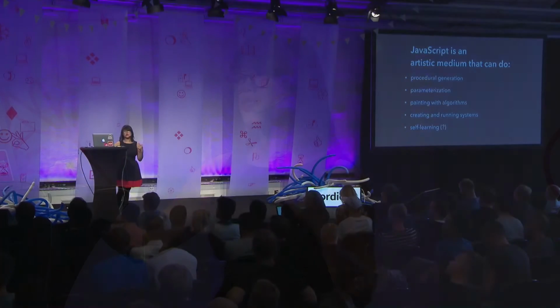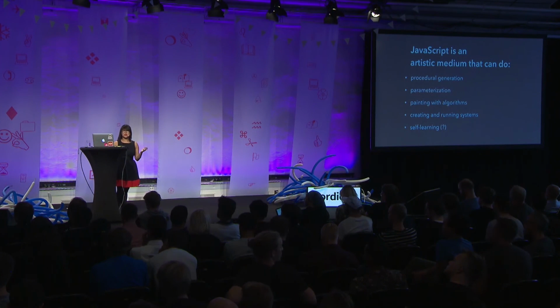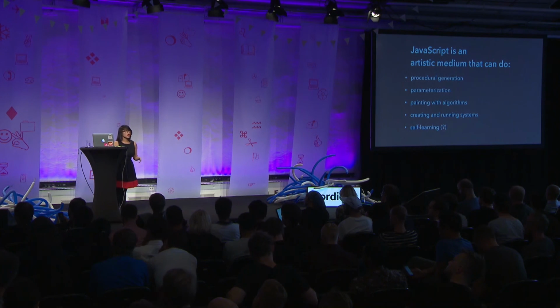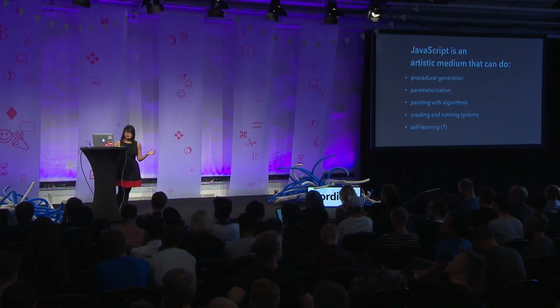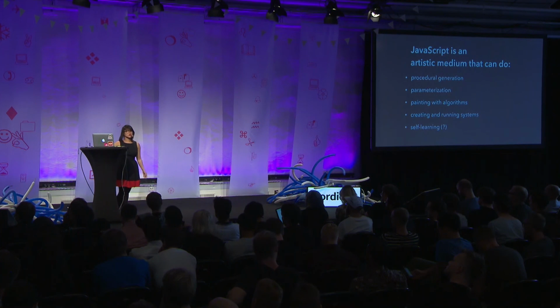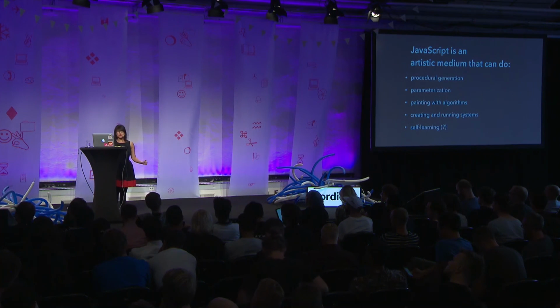So to review, JavaScript is an artistic medium that can do procedural generation, parameterization, painting with algorithms, creating and running systems, and doing self-learning. And throughout this talk, you'll notice that the reasons why JavaScript is a unique medium might apply to other programming languages. So what distinguishes JavaScript from other programming languages?